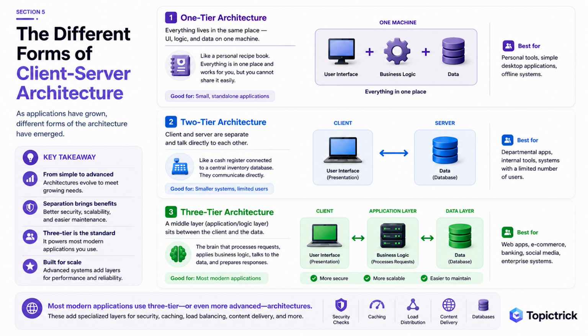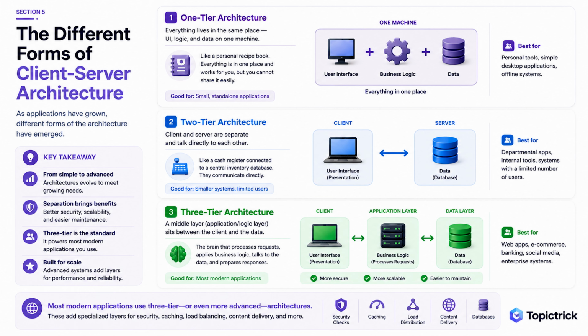Most of the applications you use, social media, e-commerce, banking, use three-tier architecture or an even more sophisticated version that adds further specialized layers for things like security checks, caching, and load distribution.